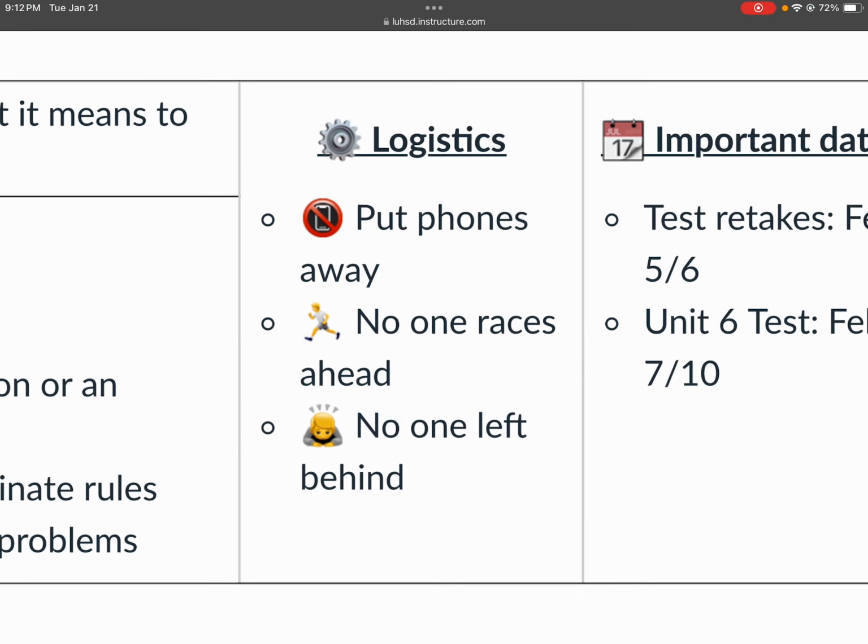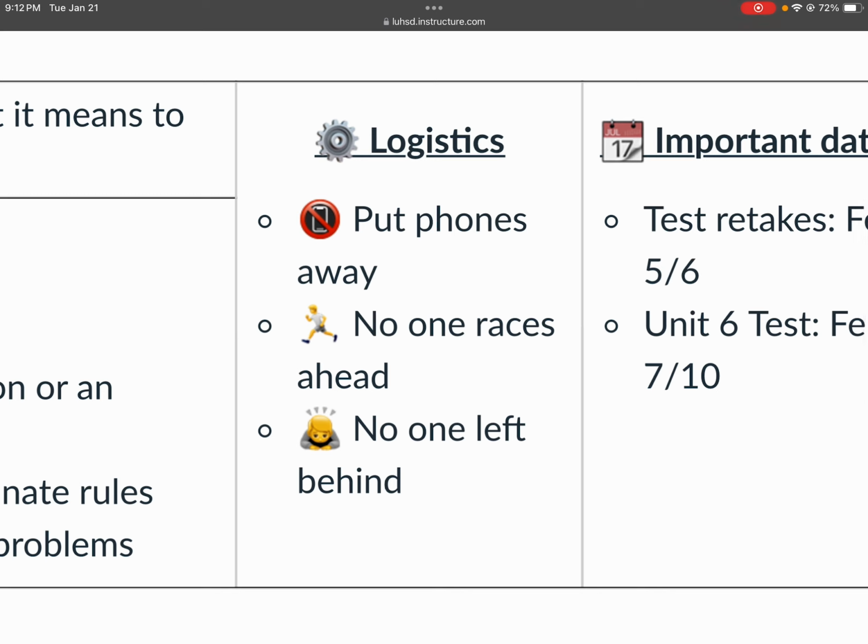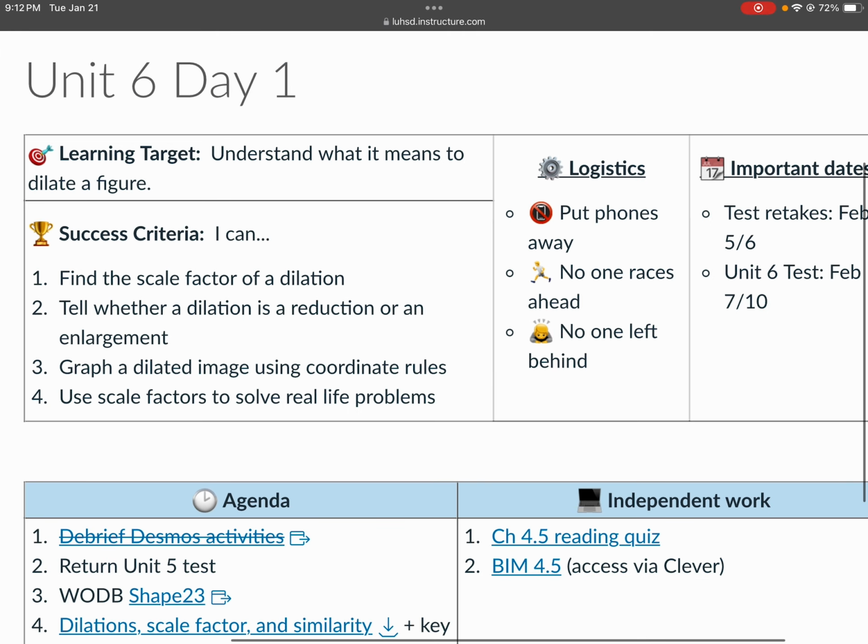All right, so if you haven't already done so, make sure that you put your phones in the front of the room. We can pause the video here to give you time to do that, and then once we're done, go ahead and have a seat, and then we'll take a look at our learning target.